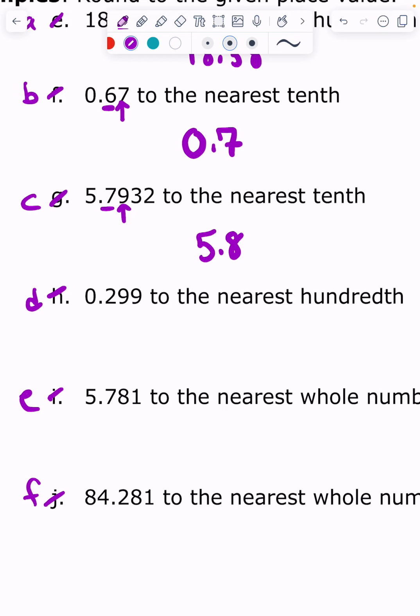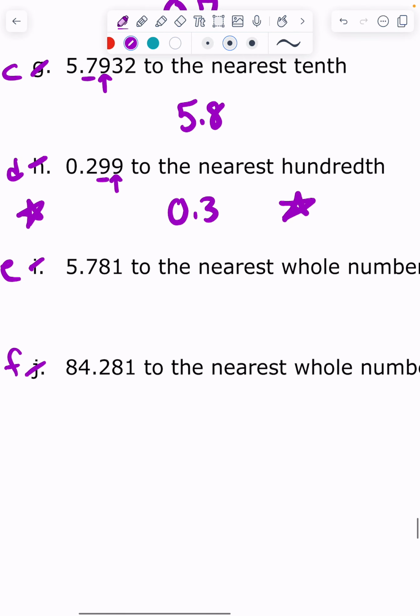0.299 to the nearest hundredth. So here's hundredth. Here's the one after. Here's one of those 9 cases. So 9, there's nowhere to go up from 9. So you're going to end up bumping the 2 and make it 0.3. That one's like your hardest kind to do.